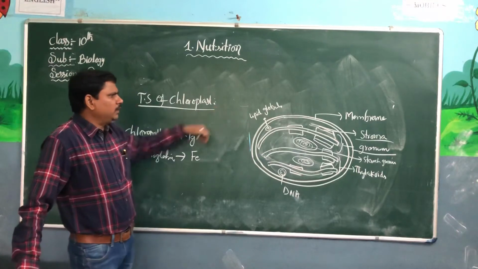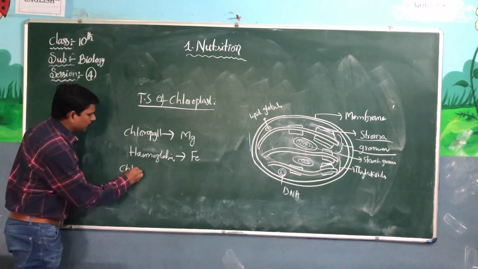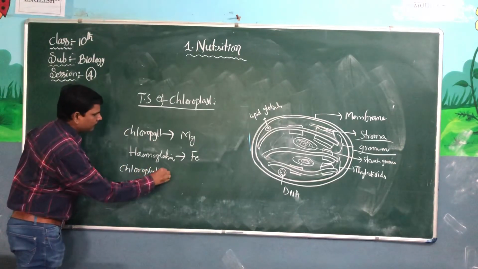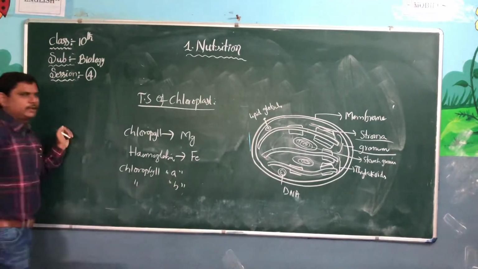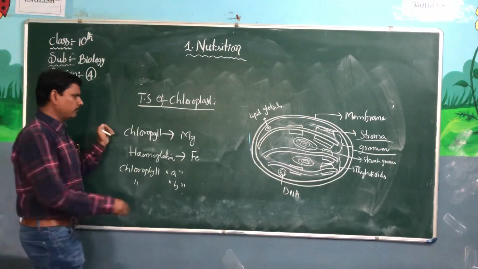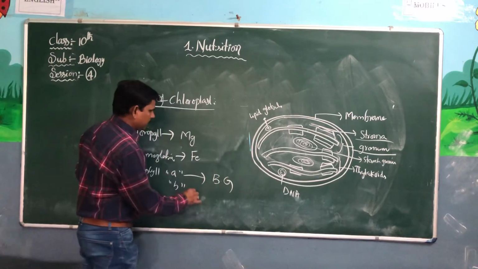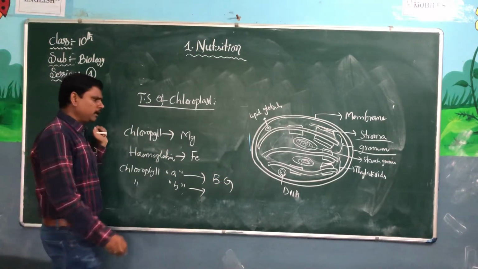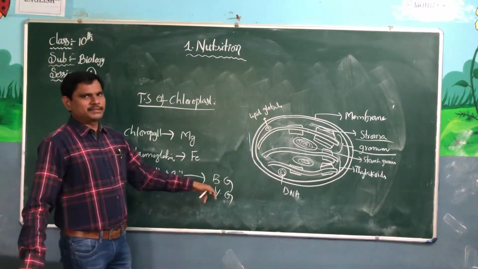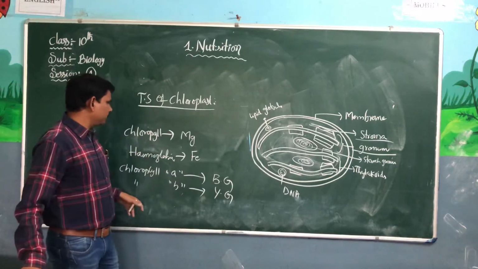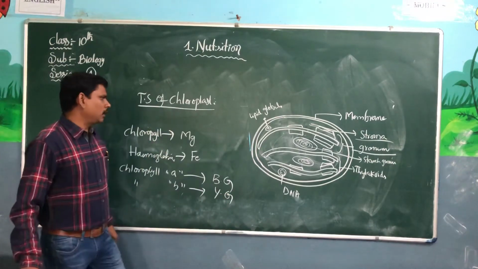In the thylakoids of the chloroplast, there are two types of chlorophyll: chlorophyll A and chlorophyll B. Chlorophyll A is blue-green in color. Chlorophyll B is yellow-green in color. BGYG, you can remember.